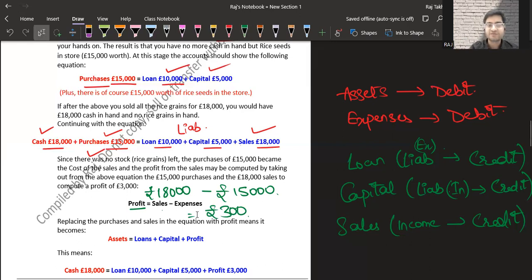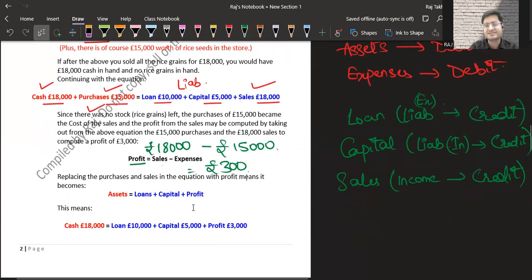So if we replace the purchases and sales in the equation with the profit, basically what we are trying to do is eliminate the expenses and eliminate the incomes. We are using the term profit. We are trying to show that our incomes are higher than expenses. So we show our profit on the right hand side, on the side where we record all the incomes. So profit, being an income, is shown on the right hand side. So I can derive a new equation, which is assets is equal to loans plus capital plus profit.